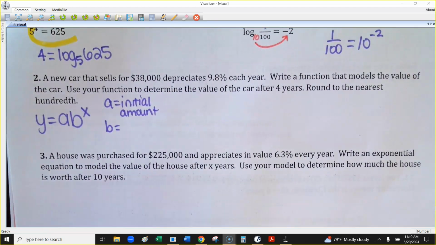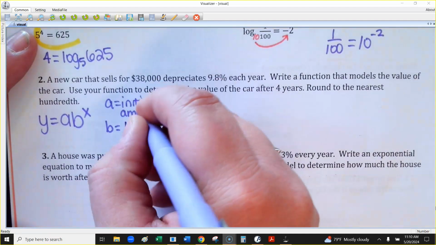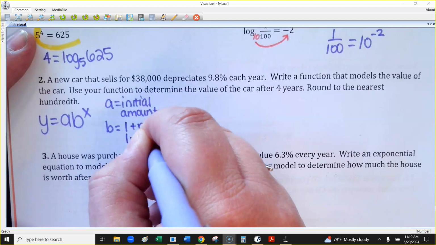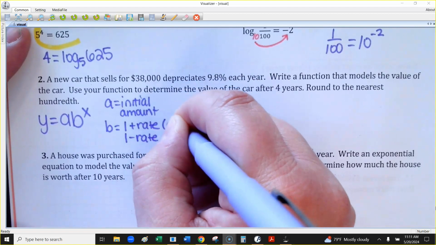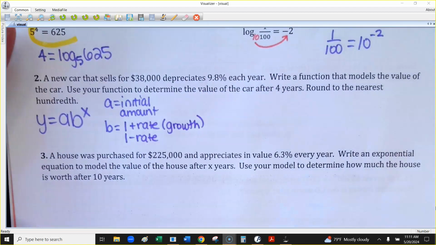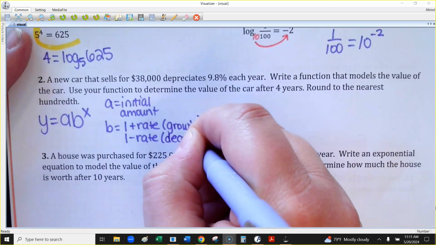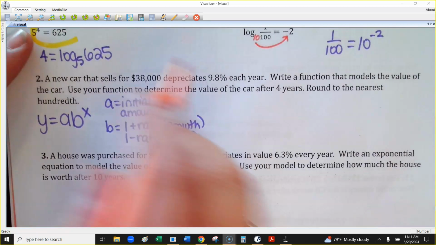So based on the question, it's either 1 plus your rate or 1 minus your rate. And that just depends on the question. If it's 1 plus the rate, that means you're working with growth, so the amount is getting bigger. If it's 1 minus the rate, it's decay. So we just got to read the question to figure out which one we want to use. The other tricky thing here, the rate is usually given to you as a percentage, so you're going to have to convert that to a decimal. So that's what's going to go on this question.